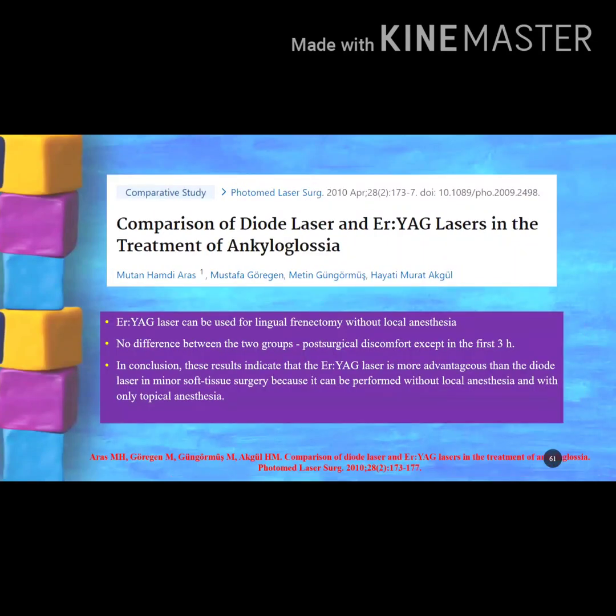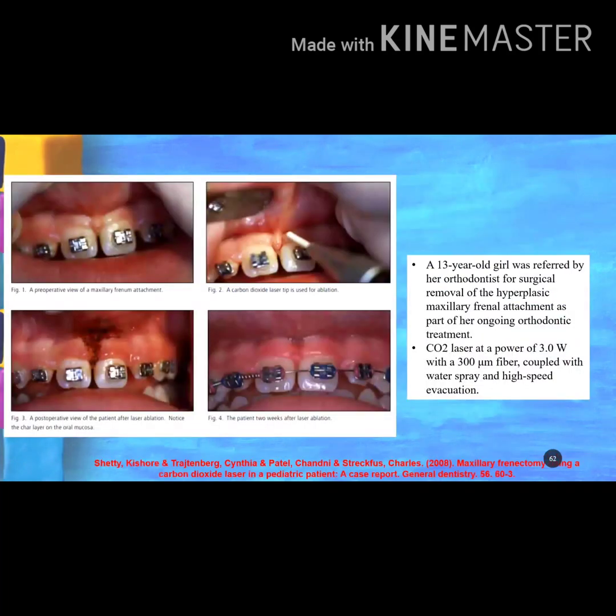Now, comparison between a diode and Er:YAG laser for ankyloglossia. In that, they have found that the Er:YAG laser can be used for a lingual frenectomy without local anesthesia. No difference between the two groups in post-surgical discomfort. So they concluded that the Er:YAG laser is more advantageous than the diode laser in minor soft tissue surgeries because no local anesthesia is required, only topical application of anesthesia should be done.